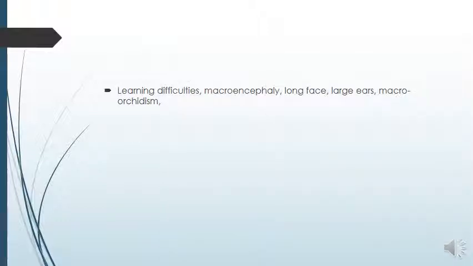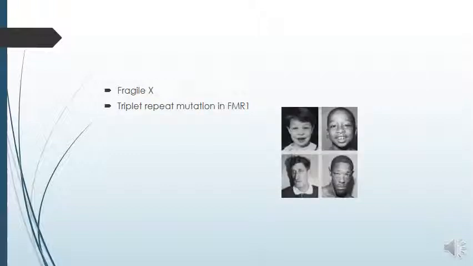In the next case, we have learning difficulties, macrocephaly, long face, large ears, macroorchidism. This is Fragile X, caused by a triplet repeat mutation in FMR1. These are characteristic facial features in someone that has Fragile X, and the face becomes more elongated as an individual matures.